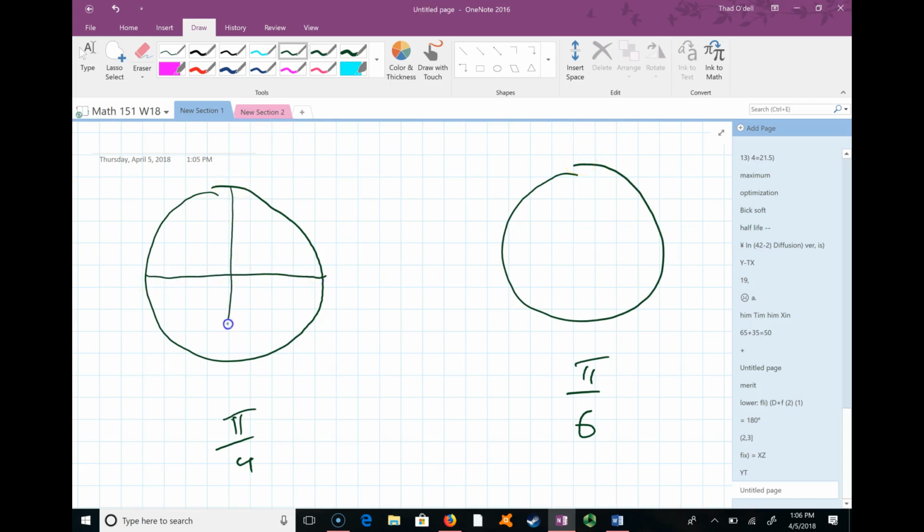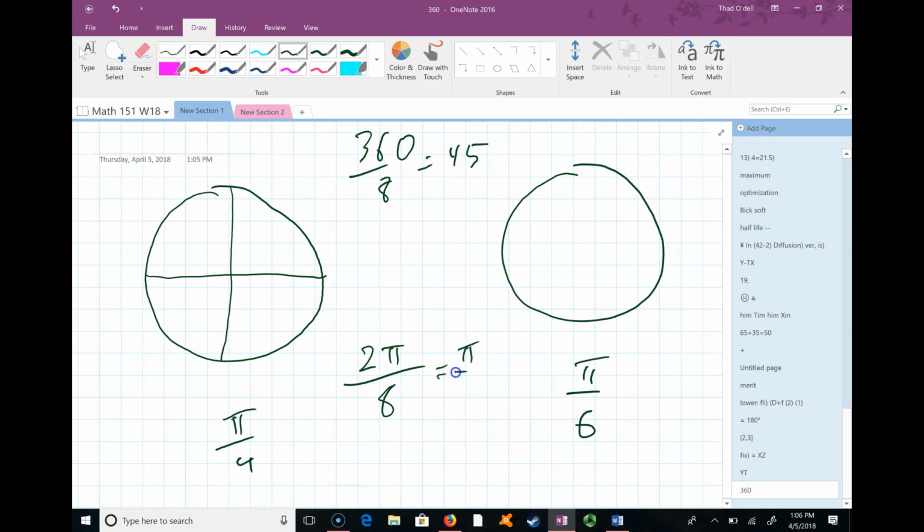Hopefully at this point you know that pi over 4 is the same thing as 45 degrees, and we can discover that by taking a complete trip around the circle, 2 pi, and dividing it by 8, because as we know, 360 divided by 8 is 45, right? So if I take 2 pi divided by 8, I get pi over 4. So if I put a little line halfway between each of my axes, that represents the pi over 4 increments. So this would be pi over 4, 2 pi over 4, 3 pi over 4, 4 pi over 4, which is pi, etc.